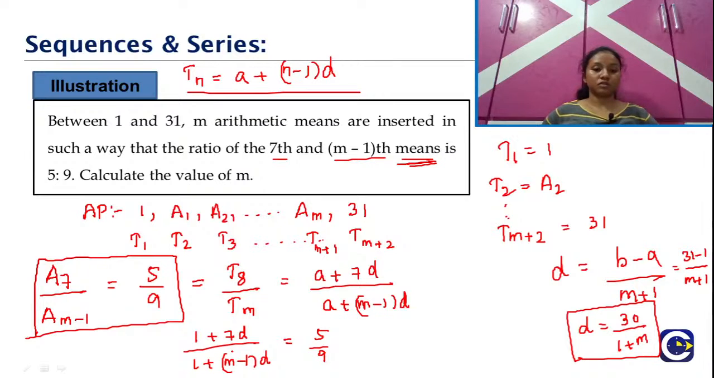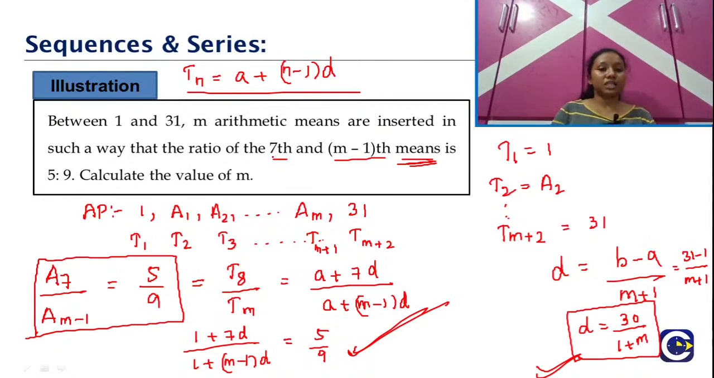Anyone? So far, if you have any doubts, while writing this ratio part or while determining this common difference D, you can let me know. Because there is one small clumsy part here that might confuse you guys.